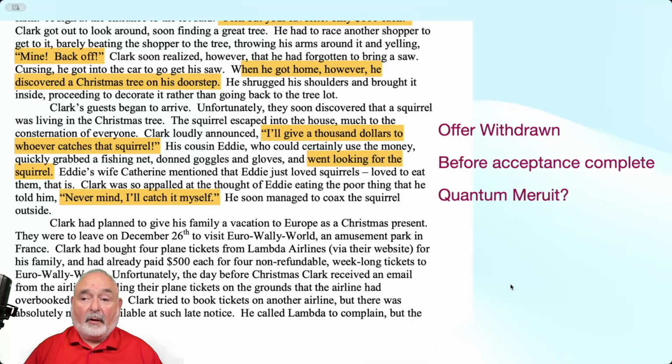So with the offer withdrawn before acceptance was complete, that could create an issue of quantum meruit, meaning as much as the thing is worth. Maybe he has a claim under quasi-contract.